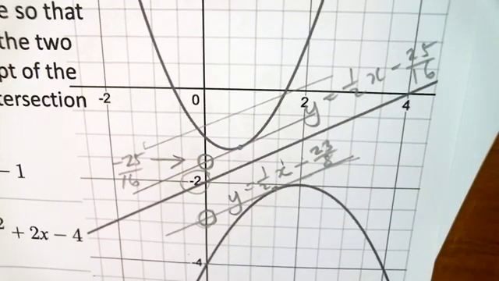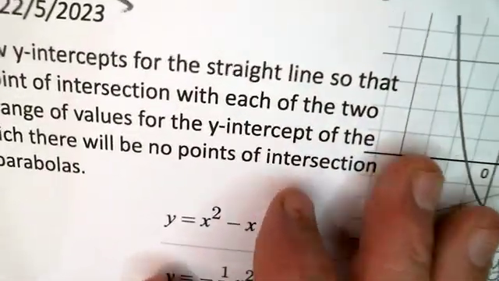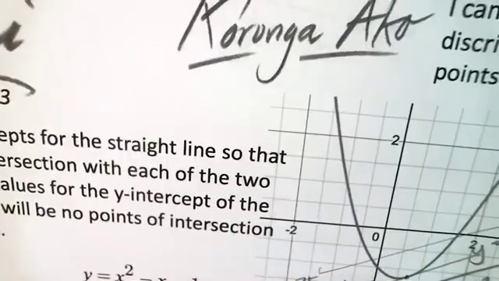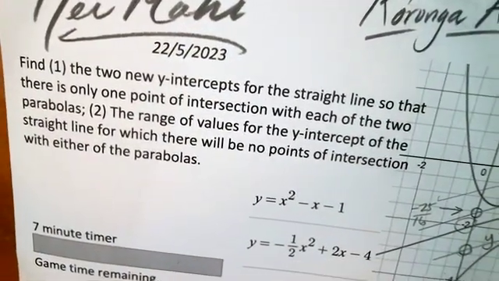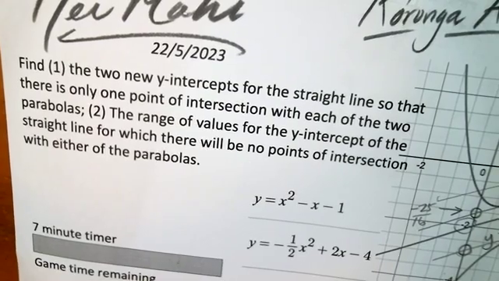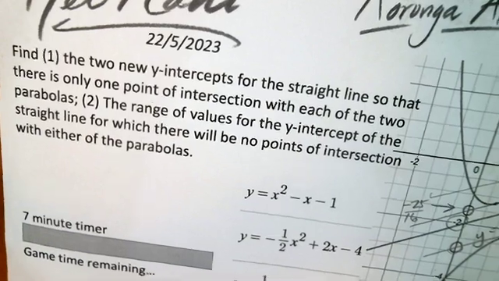All right, now the final part of this, the final question asked, I'll just raise this up a little bit so we can see. It says, find the range of values for the y-intercept of the straight line for which there will be no points of intersection with either of the parabolas.